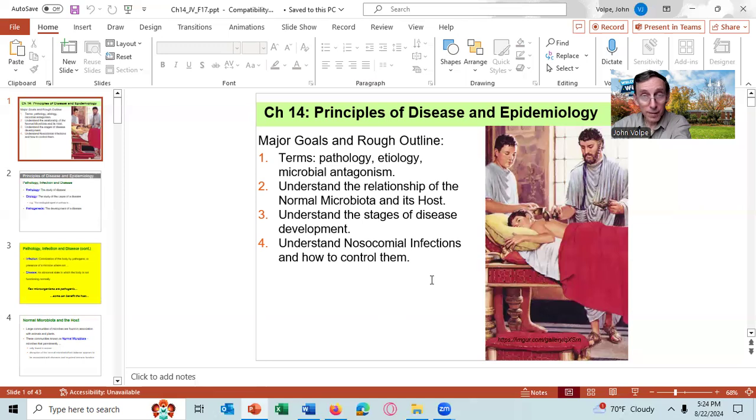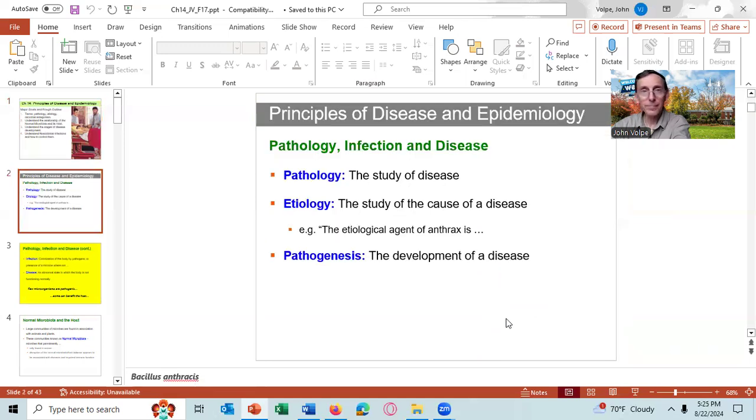All right, 2, understand the relationship of the normal microbiota and its host. 3, understand the stages of disease development. And 4, understand nosocomial infections and how to control them. Any questions about what we're going to cover? All right. Some terms you should know.